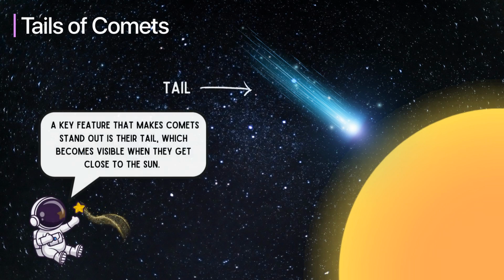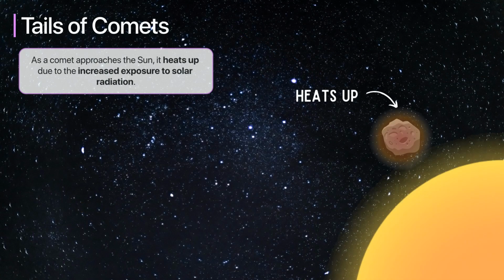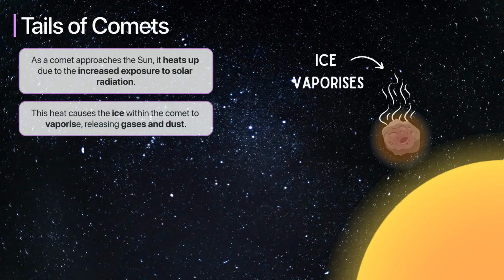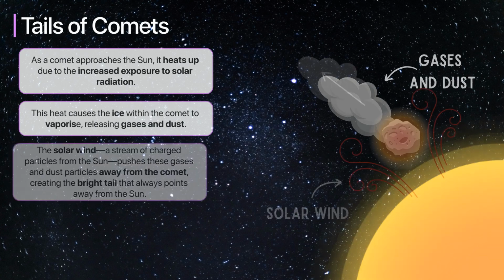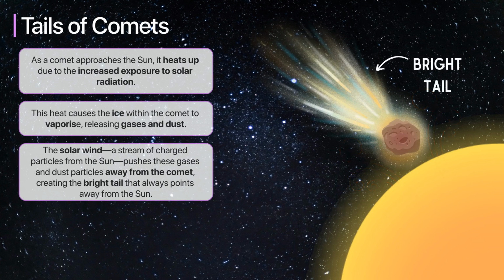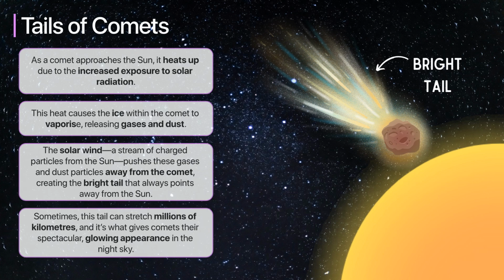A key feature that makes comets stand out is their tail, which becomes visible when they get close to the sun. As a comet approaches the sun, it heats up due to the increased exposure to solar radiation. This heat causes the ice within the comet to vaporize, releasing gases and dust. The solar wind, a stream of charged particles from the sun, pushes these gases and dust particles away from the comet, creating the bright tail that always points away from the sun. Sometimes this tail can stretch millions of kilometers, and it's what gives comets their spectacular glowing appearance in the night sky.